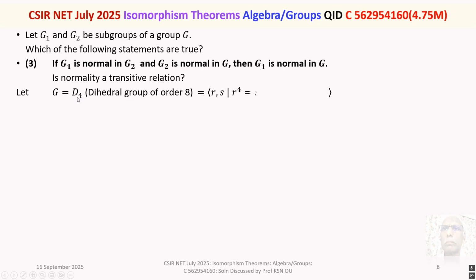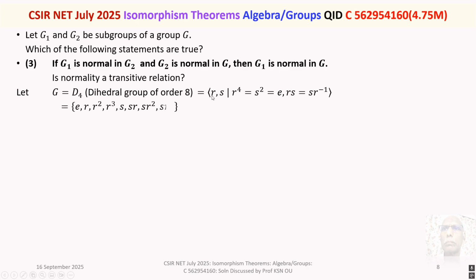Let G be D4, the dihedral group of order 8, generated by rotation R and reflection S, where R to the power 4 is S squared is equal to E, the identity, and RS is equal to SR inverse. R to the power of 4 is identity, R inverse is R cubed. These are the defining relations for the dihedral group D4.